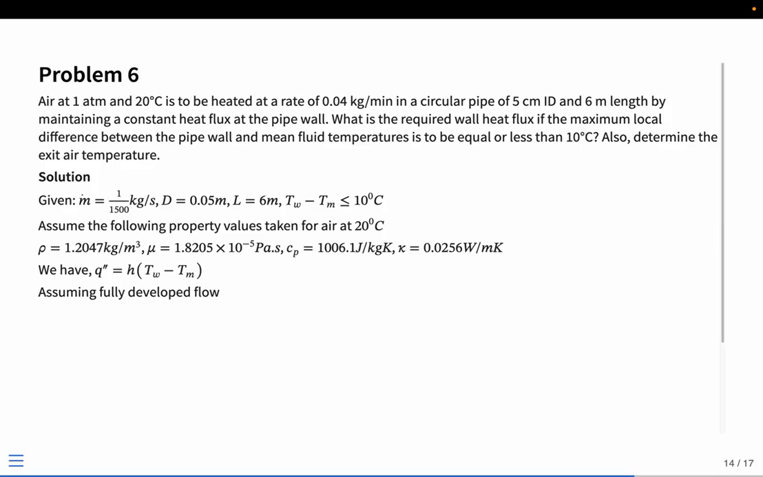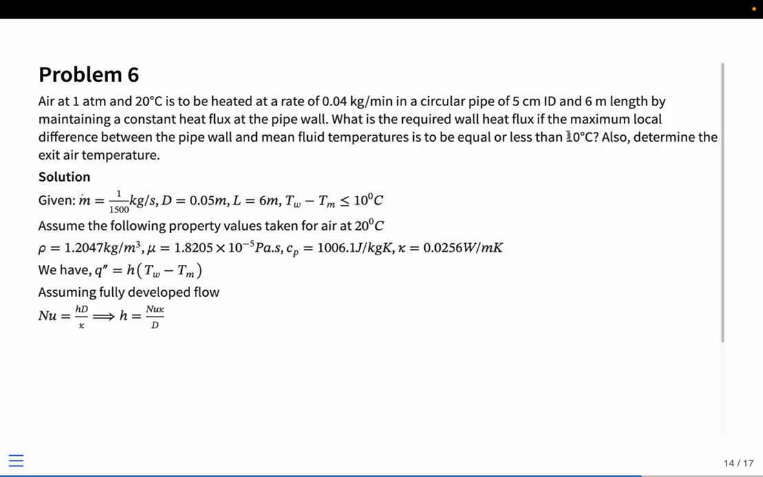We can use the relation Q_W prime is h times (T_W minus T_M), and you can assume it to be fully developed. First, we'll assume it to be fully developed. And if it is fully developed, I'll calculate the Nusselt number. I know the Nusselt number for fully developed flow, and this is a constant heat flux pipe, so it is around 4.36, and I can substitute that to determine the h value. Once I have the h value, how do I find Q_W prime?